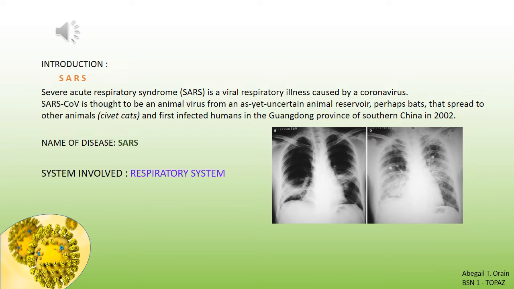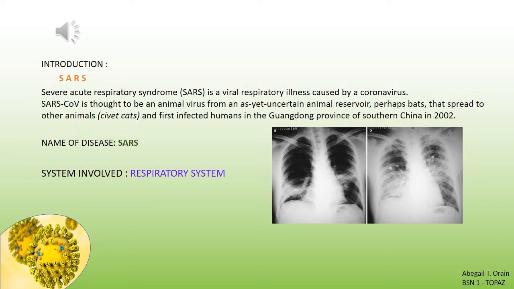Introduction: SARS. Severe acute respiratory syndrome is a viral respiratory illness caused by a coronavirus. SARS-CoV is thought to be an animal virus from an as yet uncertain animal reservoir, perhaps bats, that spread to other animals, civet cats, and first infected humans in Guangdong province of southern China in 2002.